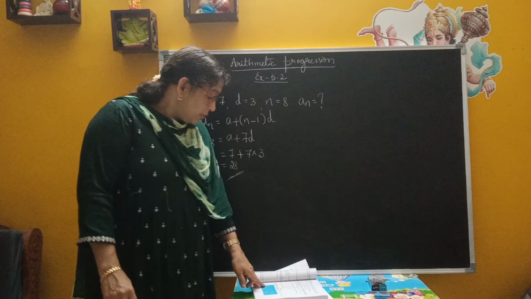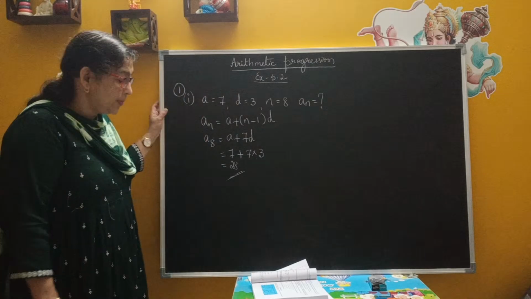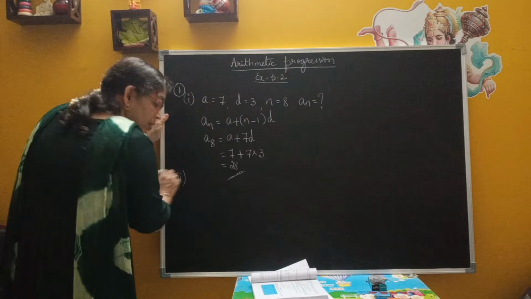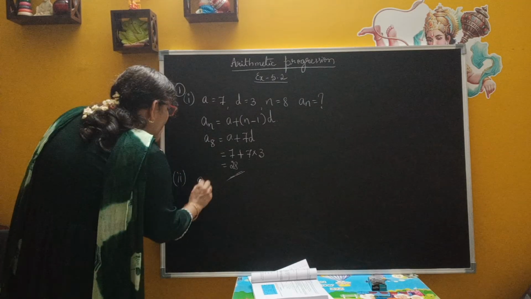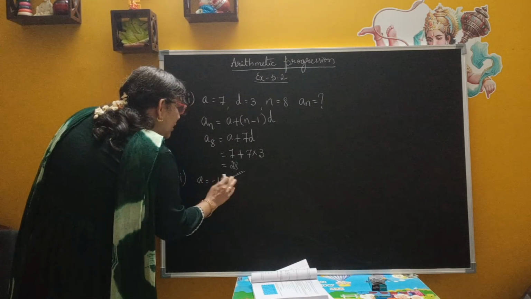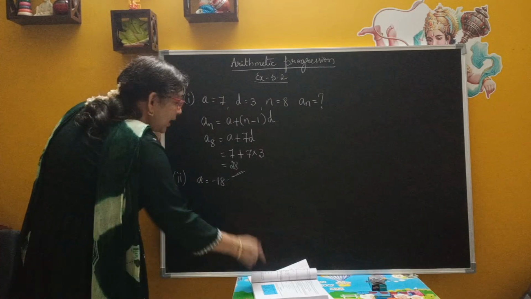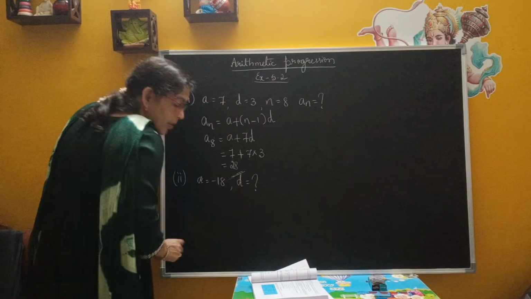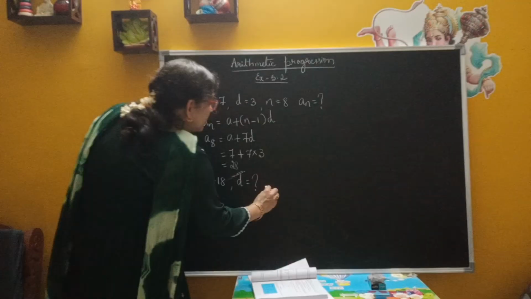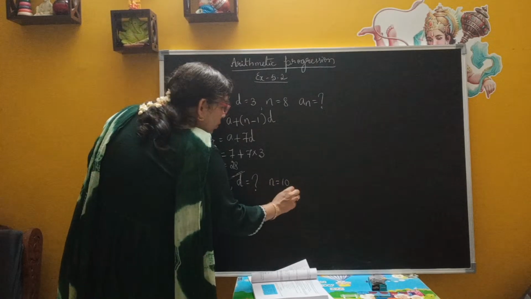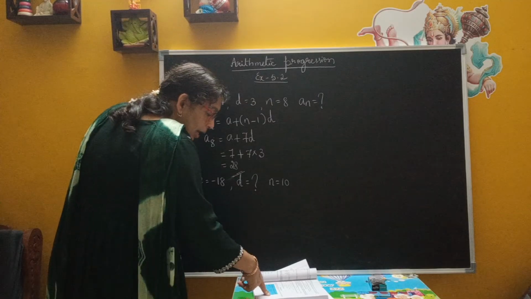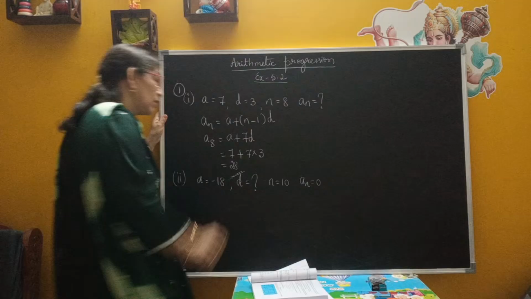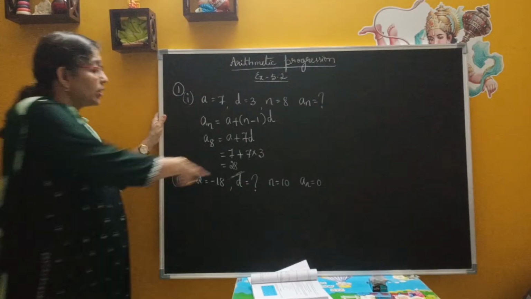Next, in the second one now, what are given in the question? A value is given, minus 18. Then D is asked to find. And N is equal to 10, and last one, AN is equal to 0. They have given these values.